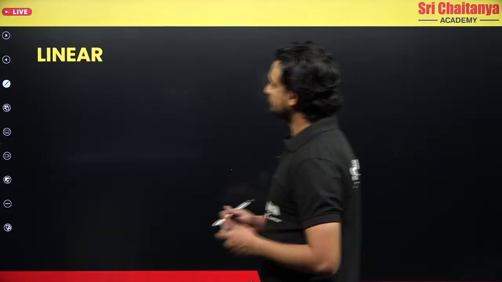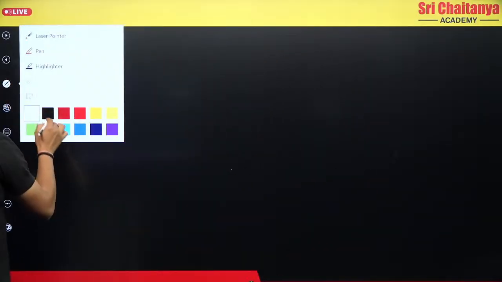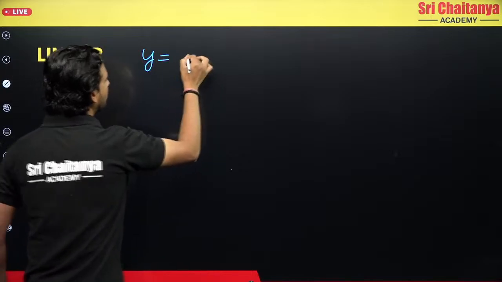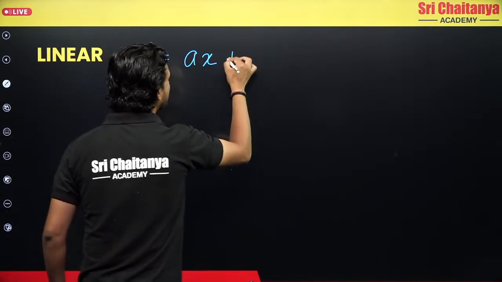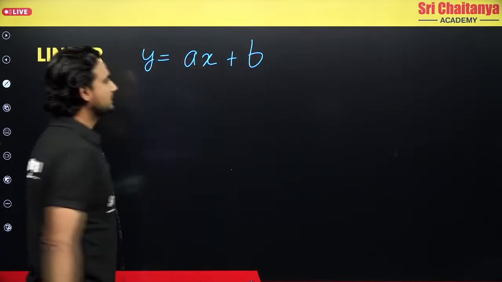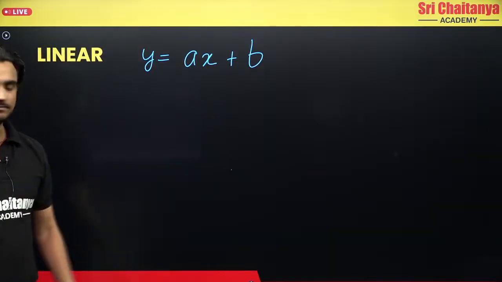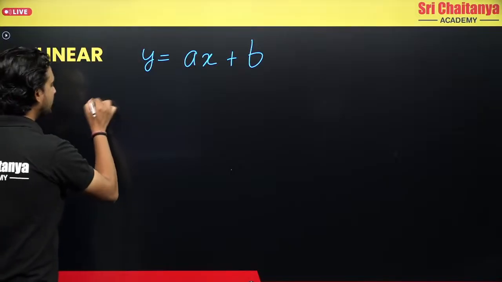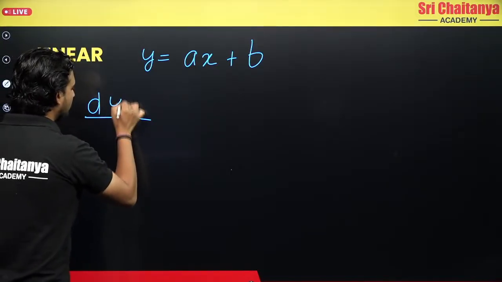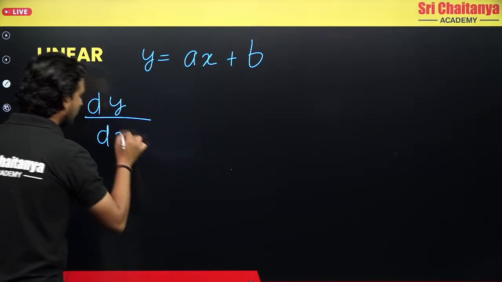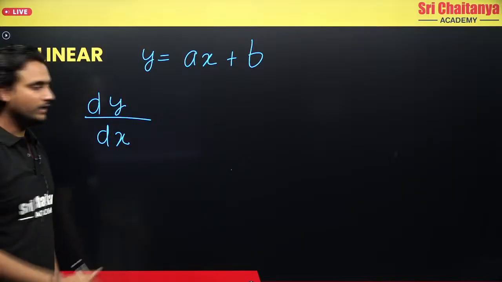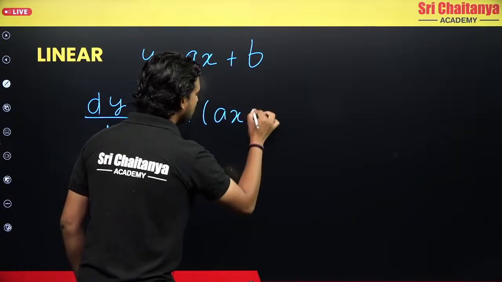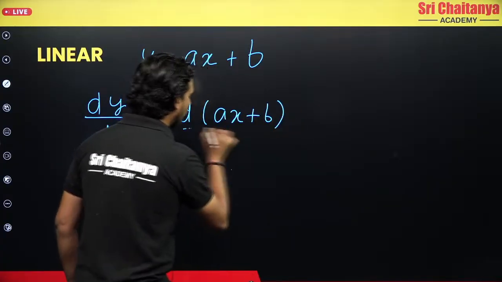Next, linear function. Let's say my linear function is y equals ax plus b. Now I want to find the derivative of this. So what is the derivative? I will say dy by dx, differentiation of y with respect to x, so this will become d of (ax plus b) upon dx.